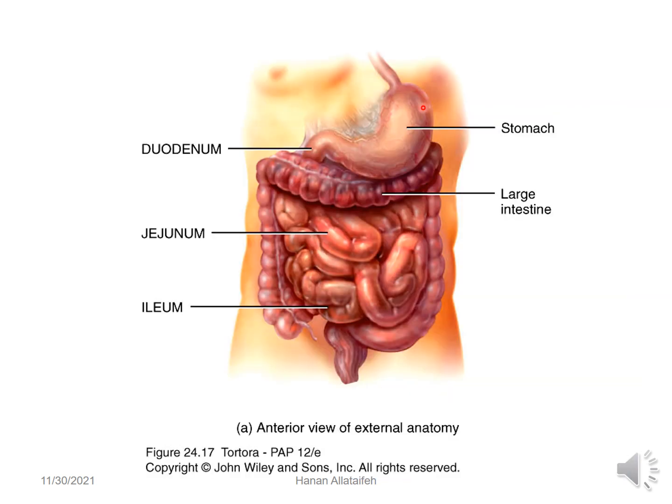Again, this is to repeat. This is the esophagus here. We have the stomach, J-shaped dilated portion of the digestive tract. Next we have the duodenum. Here we have jejunum, and below here we have ileum. This is from the small intestine, duodenum, jejunum, and ileum.